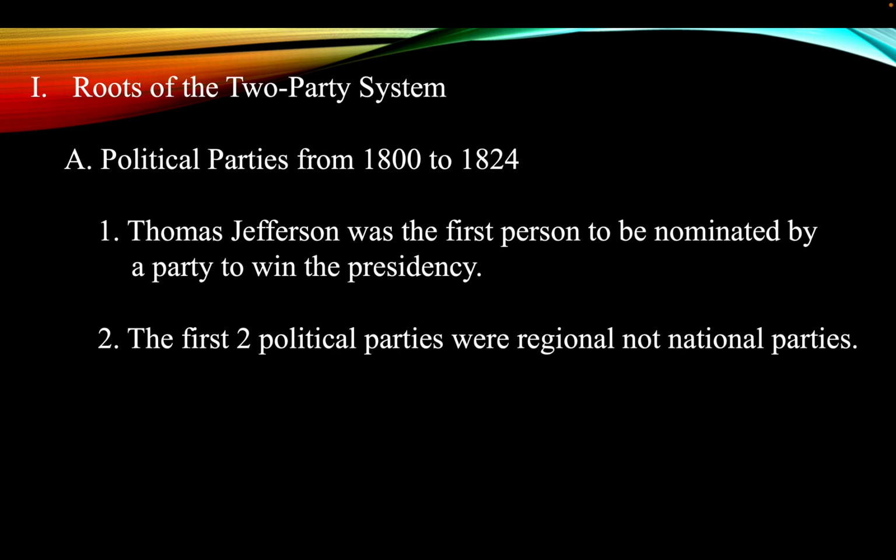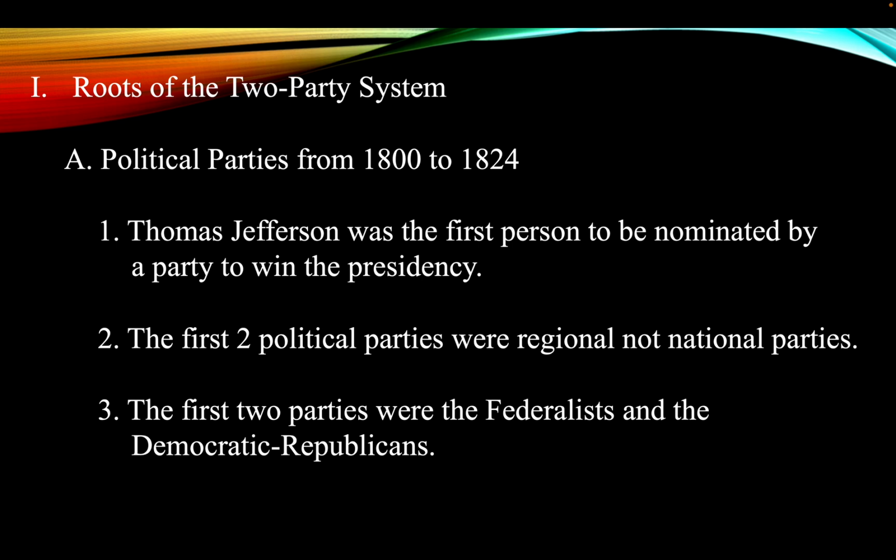The first two political parties, however, were not national parties, they were regional. The Federalists are going to be in the New England states down through New York and into Pennsylvania as well. The Democratic Republicans are going to be a southern party and will come up through Virginia into Maryland, and the two parties' regions kind of meet in Pennsylvania, New Jersey, Delaware areas.